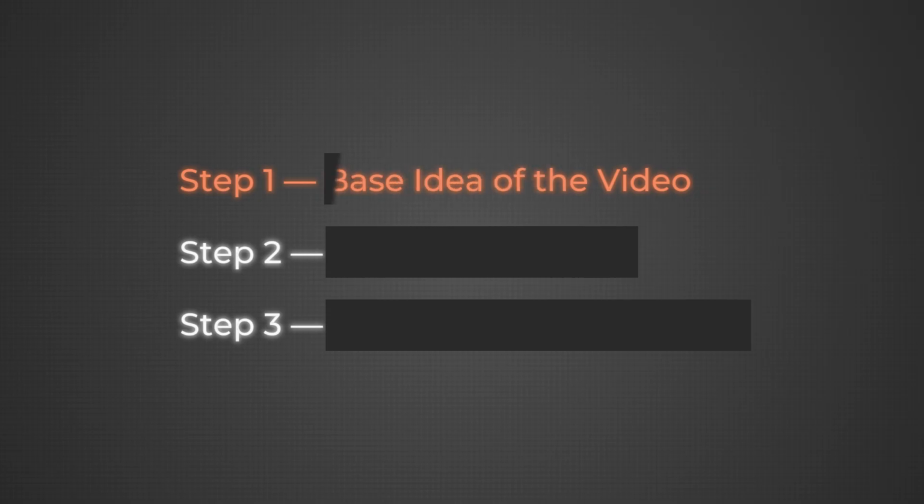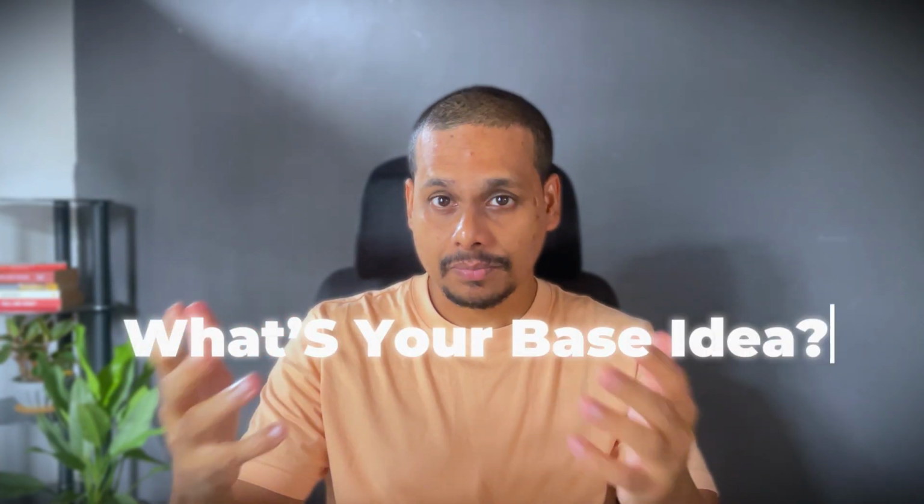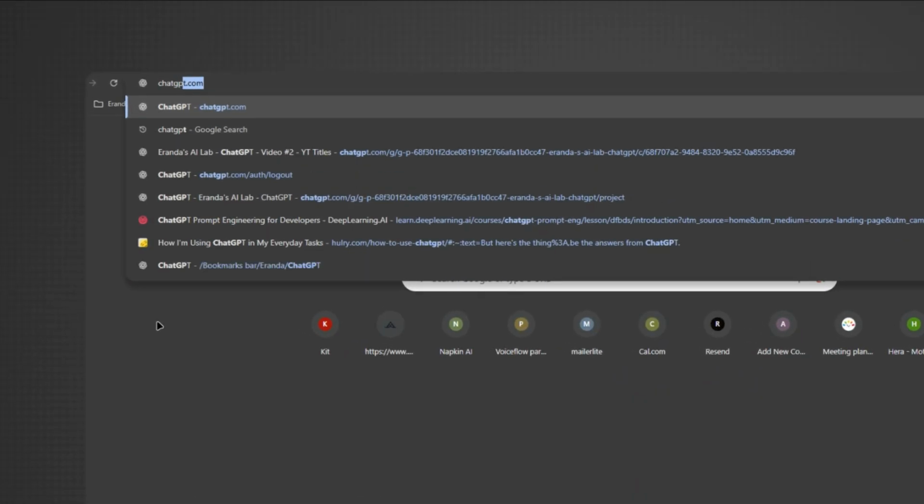Step 1. Base idea of the video. Before you even open ChatGPT, let me ask you this. Do you actually know what your video is about? Not the topic, but the core idea behind it. What you want viewers to feel, think, or click for. See, this is where 90% of creators mess up.